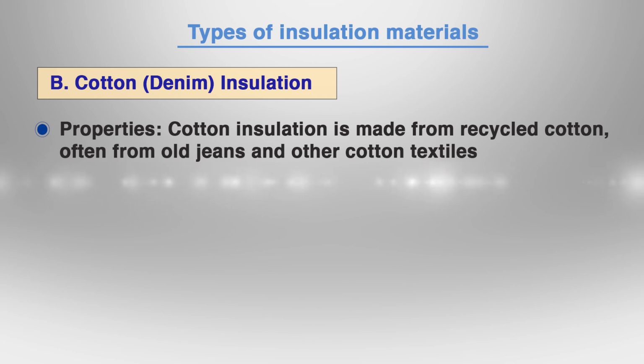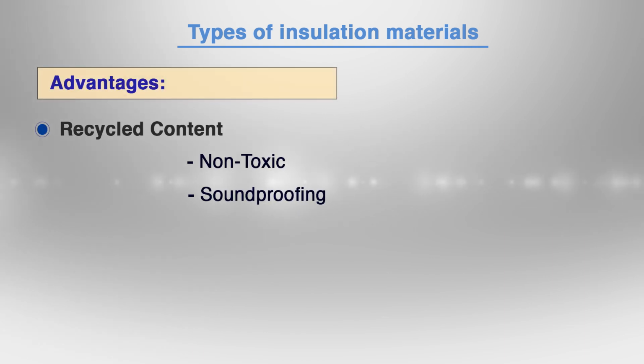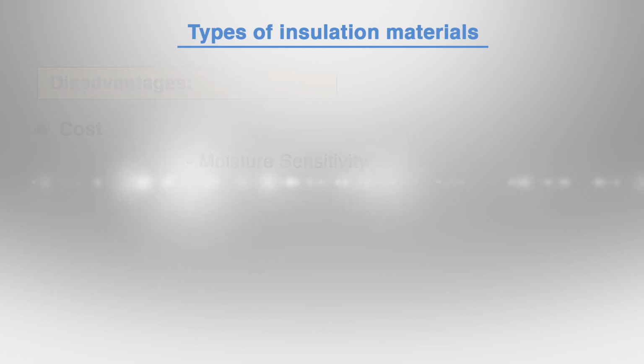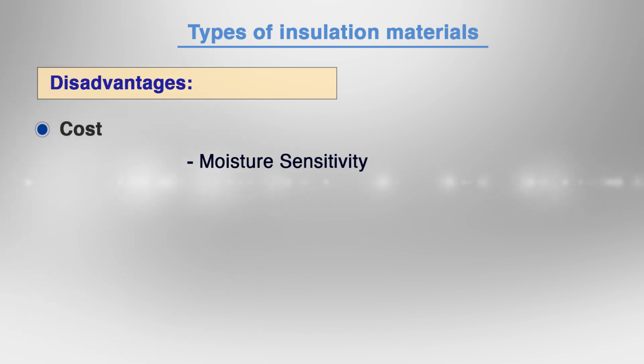Cotton has some properties: cotton insulation is made from recycled cotton, often from old jeans and other cotton textiles. Cotton has some advantages, like recycled content, utilizing waste cotton materials; non-toxic, safe to handle without protective gear; and soundproofing, providing good sound insulation. Cotton has some disadvantages, like cost: generally more expensive than traditional insulation.